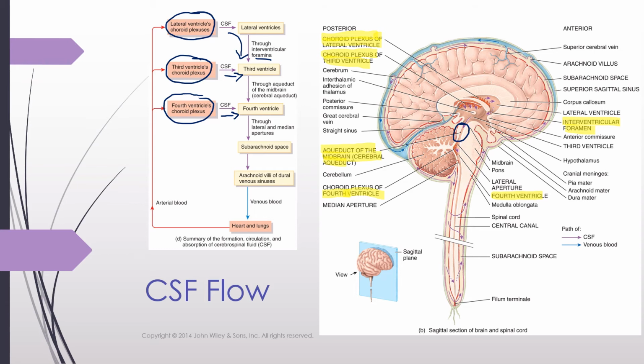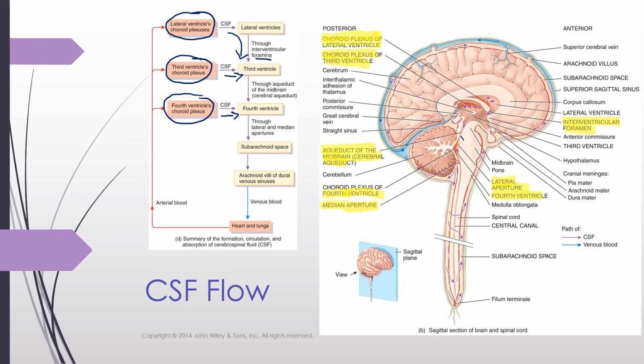The cerebrospinal fluid will then enter the subarachnoid space through 3 openings in the roof of the fourth ventricle. So we have a single median aperture and paired lateral apertures, right in here. These lateral apertures are one on either side. The cerebrospinal fluid will then circulate in the central canal of the spinal cord and in the subarachnoid space around the surfaces of the brain and the spinal cord.